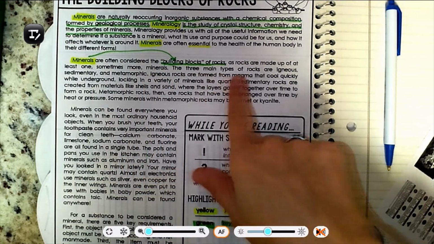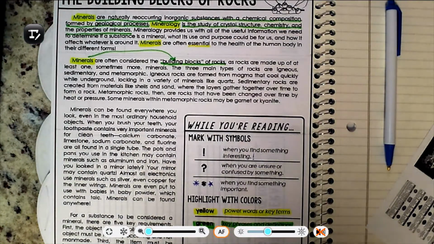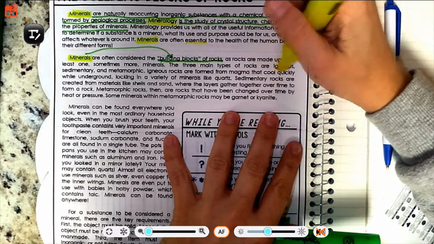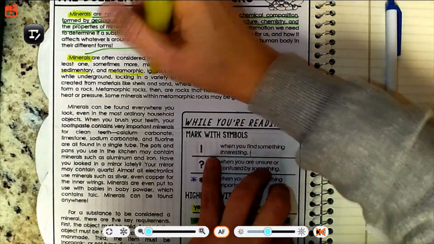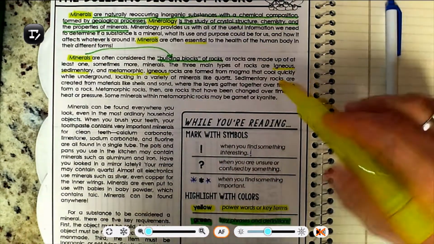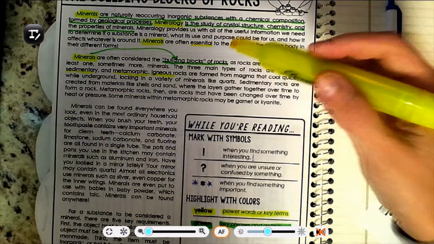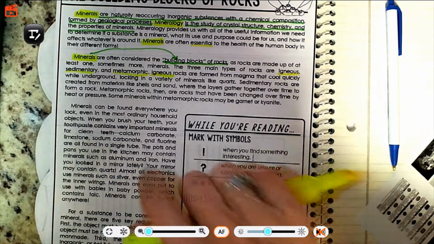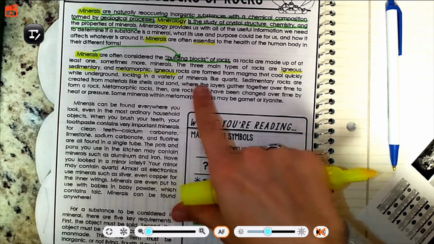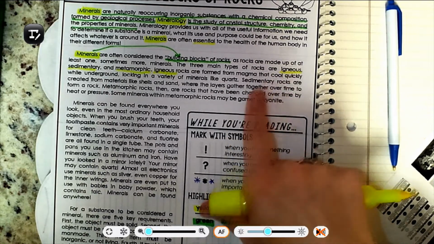The three main types of rocks are igneous, sedimentary, and metamorphic. So we're going to learn more about rocks in our next unit. This is just a preview. So igneous, sedimentary, and metamorphic. Igneous rocks are formed, we're not going to highlight the definitions because we don't need them right now, from the magma or lava that cool quickly while underground, locking in a variety of minerals like quartz. So quartz is often found in igneous rocks.